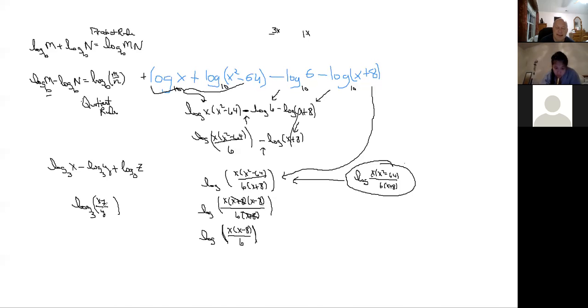And no, it's not plus. It's not x plus z. It's x times z, because everything is in the form of a product. If you notice over here, it was x times x squared minus 64 and 6 times x plus 8. So everything gets multiplied, even whether it's in the numerator or denominator.